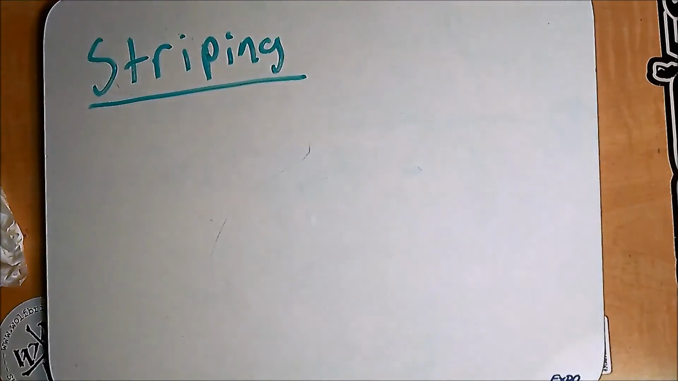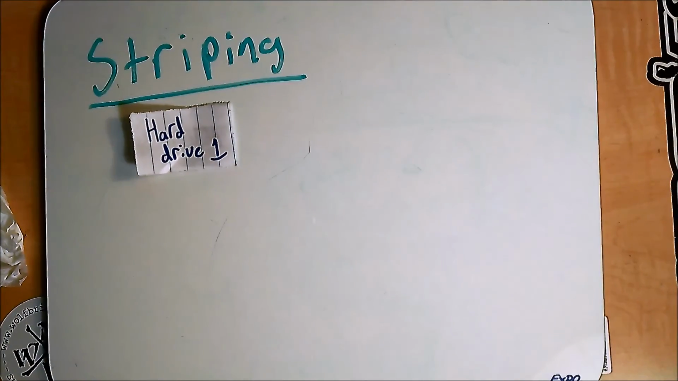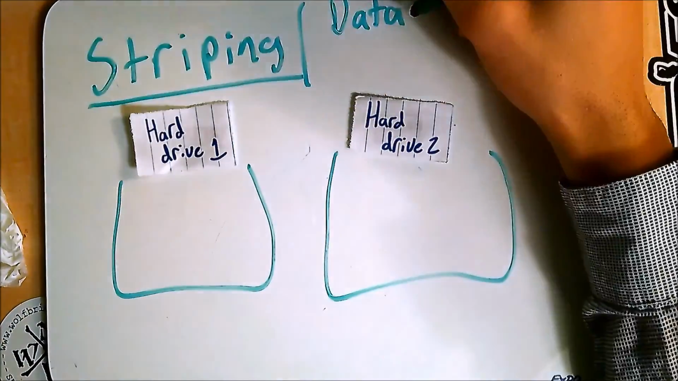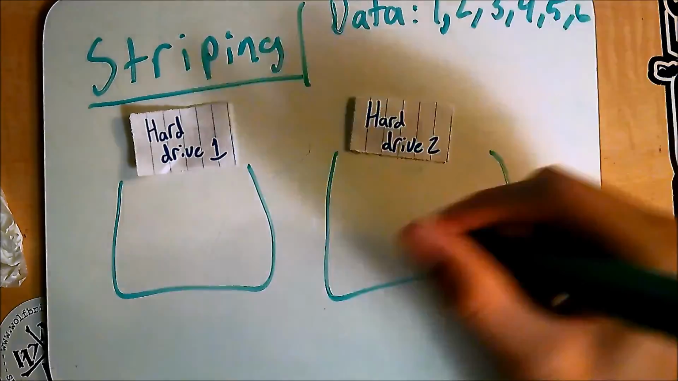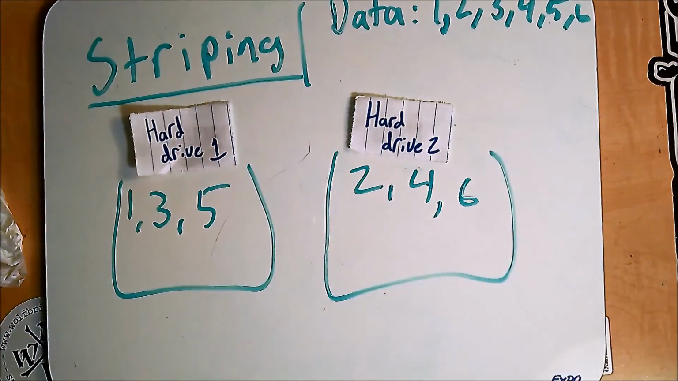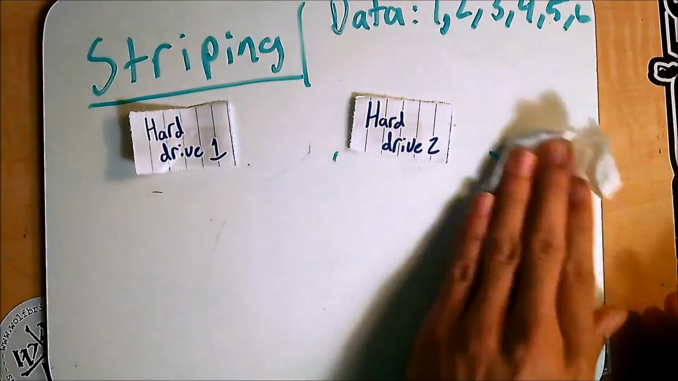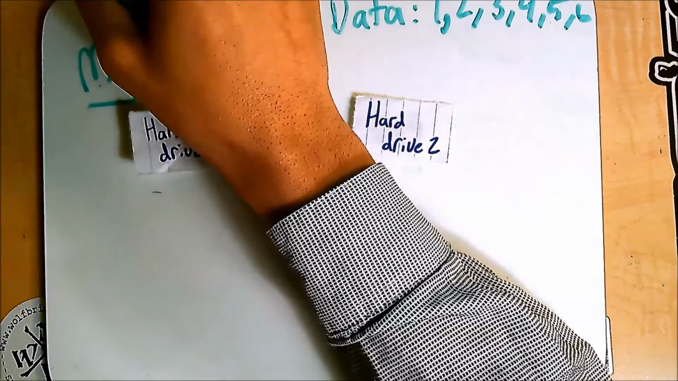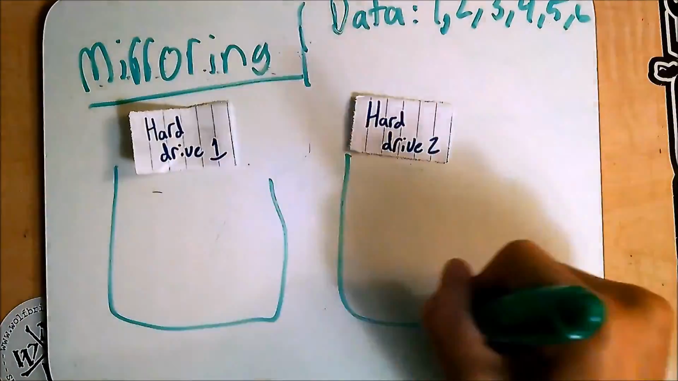So to get started, the first thing we're going to need to know is 3 vocabulary words, one being striping. Basically what striping does is it takes the data you have, and let's just say that data is 1, 2, 3, 4, 5, and 6, and it'll put it back and forth, 1, 3, 5, and 2, 4, 6 into both hard drives so that you have both hard drives with different data.